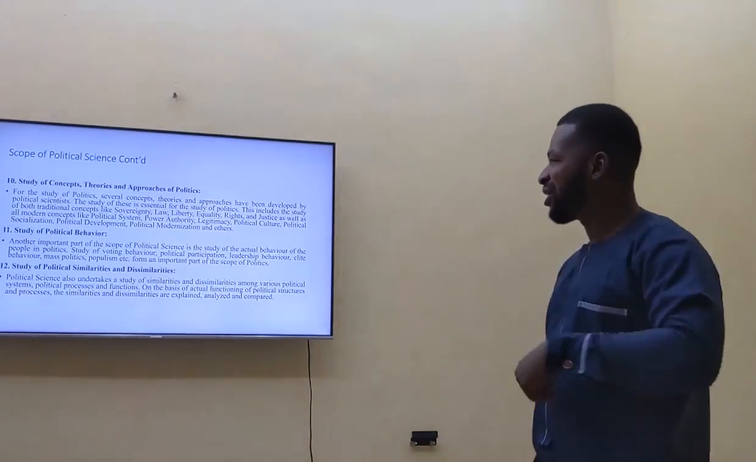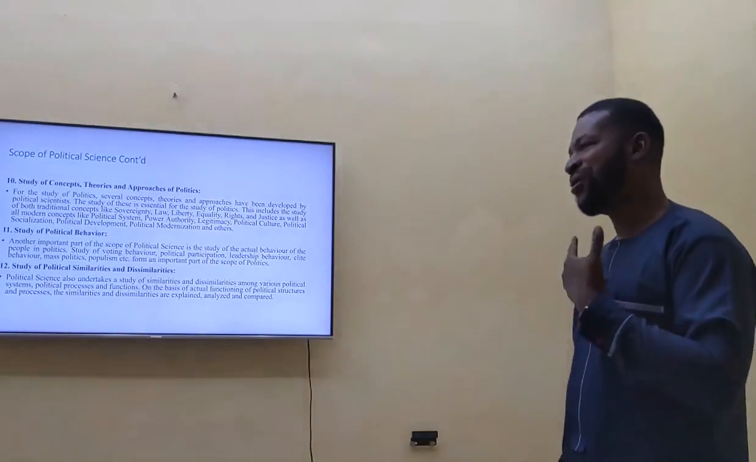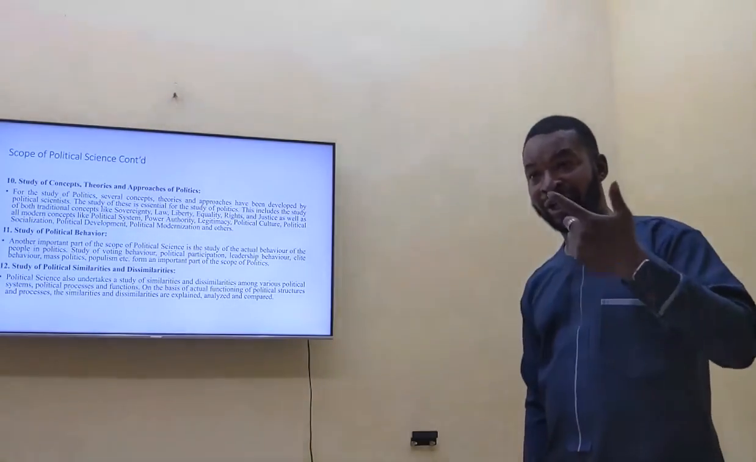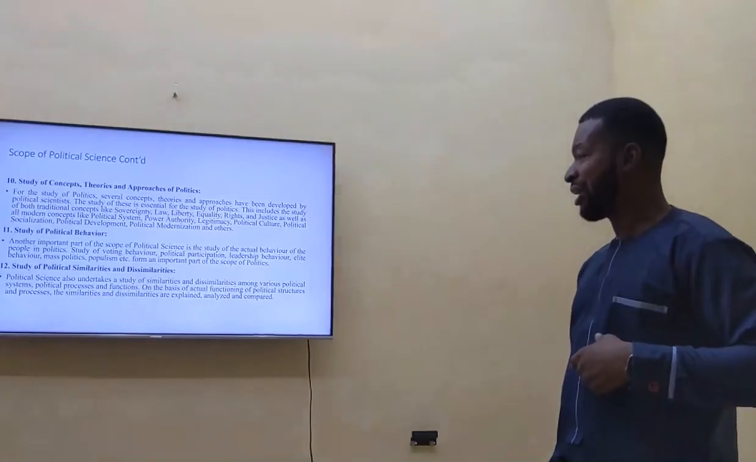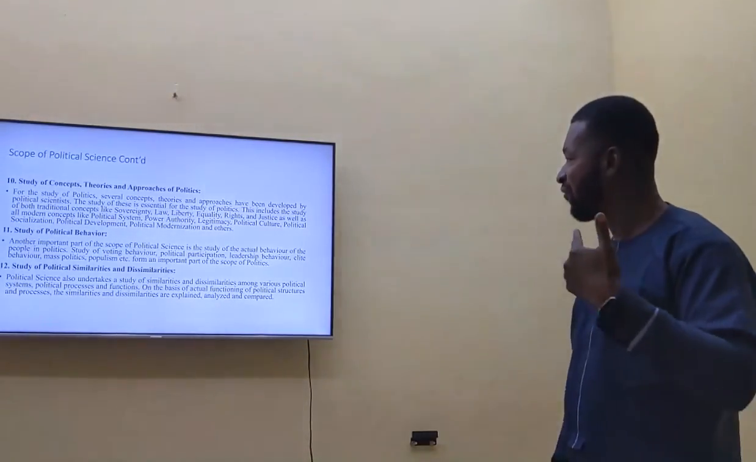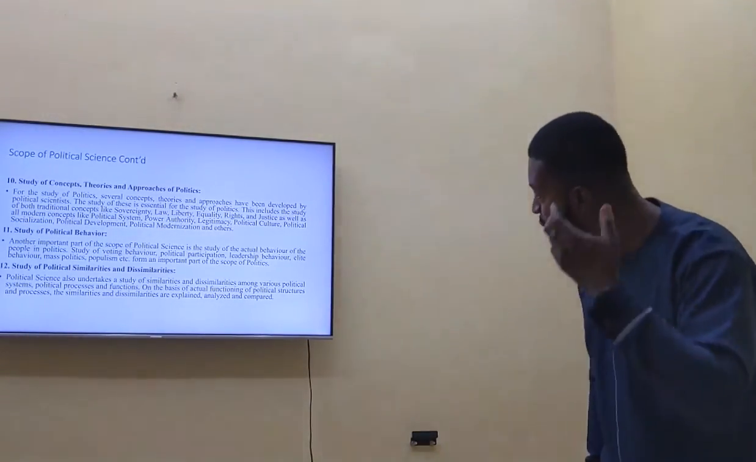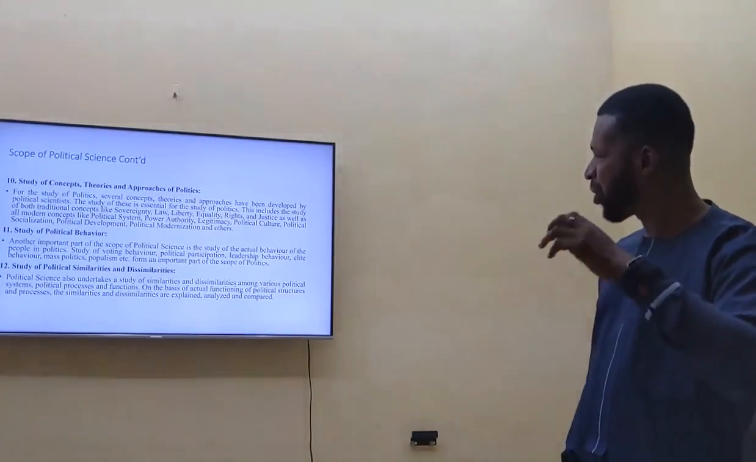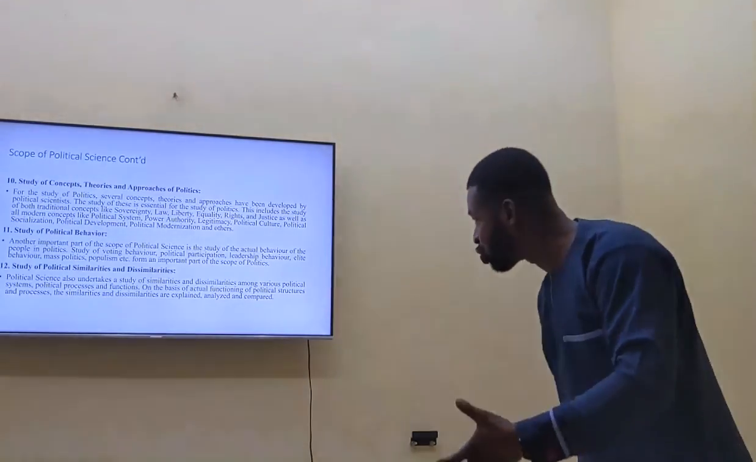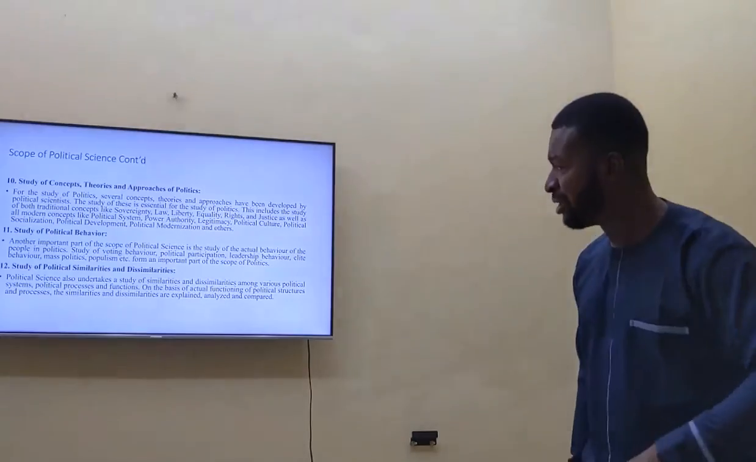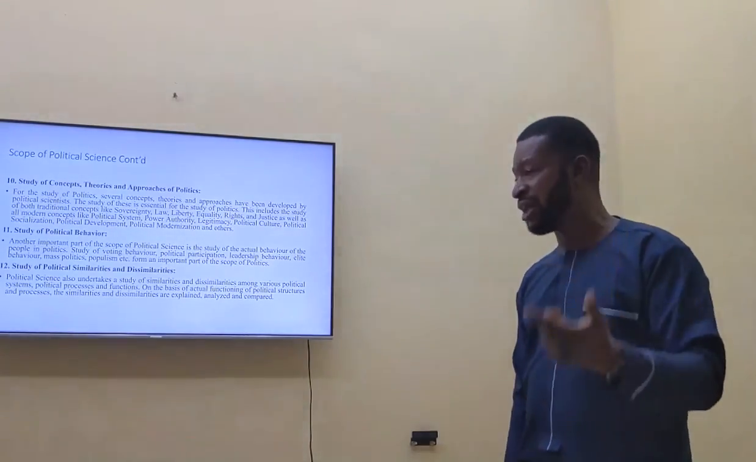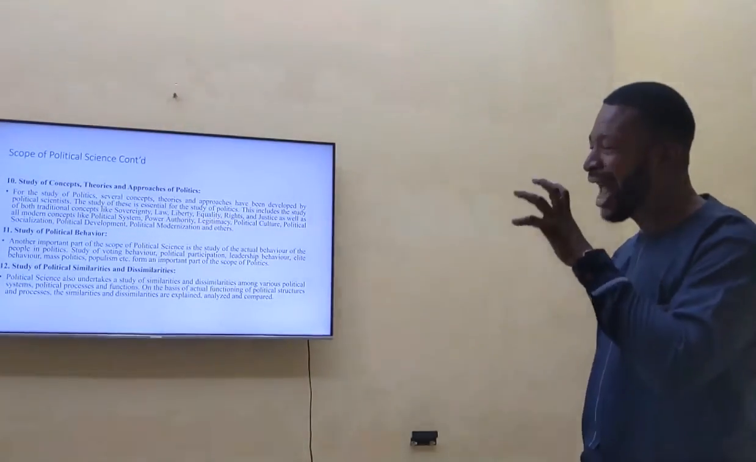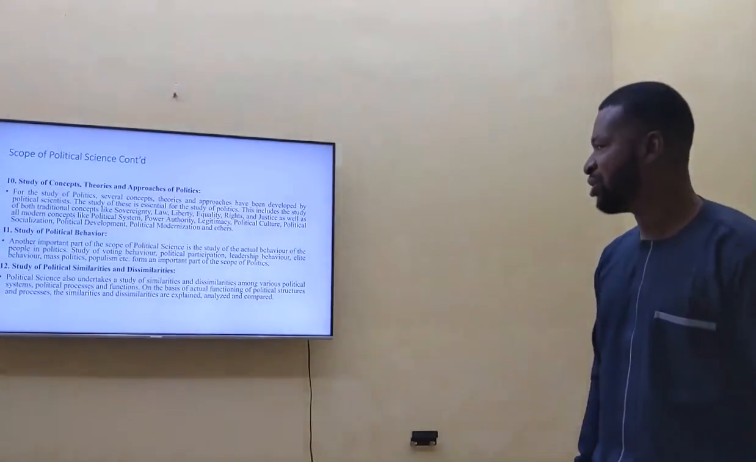Another thing we look at is the study of concepts. It is important to look at concepts. For instance, you look at the concept of democracy, the concept of theocracy, the concept of sovereignty, the law, liberty, equality, rights, justice, or political culture, political socialization, political development, political mobilization, political modernization. These are concepts and approaches you look at while studying political science.